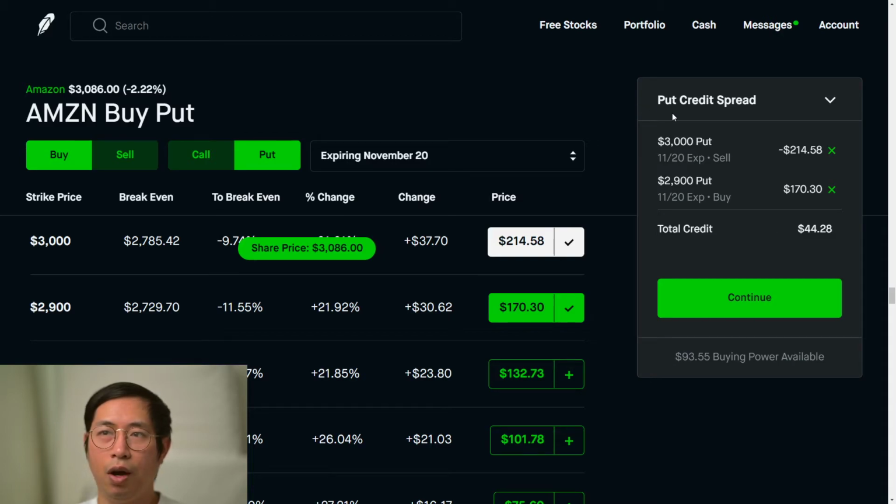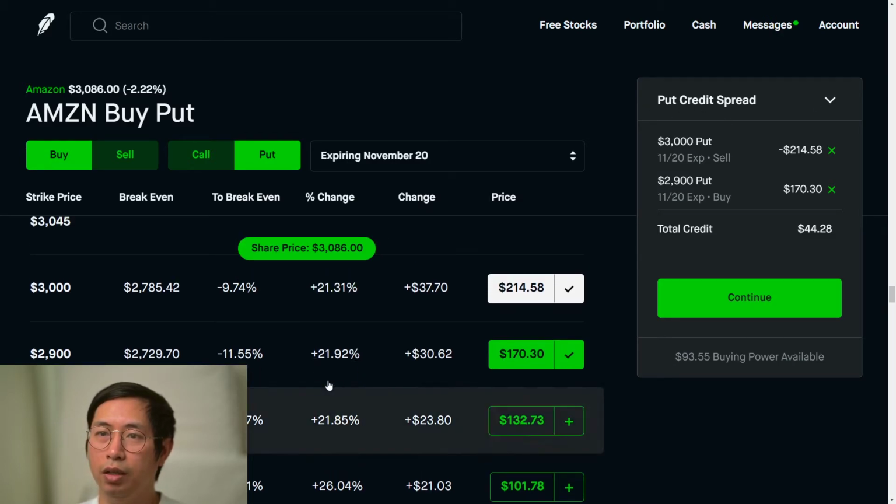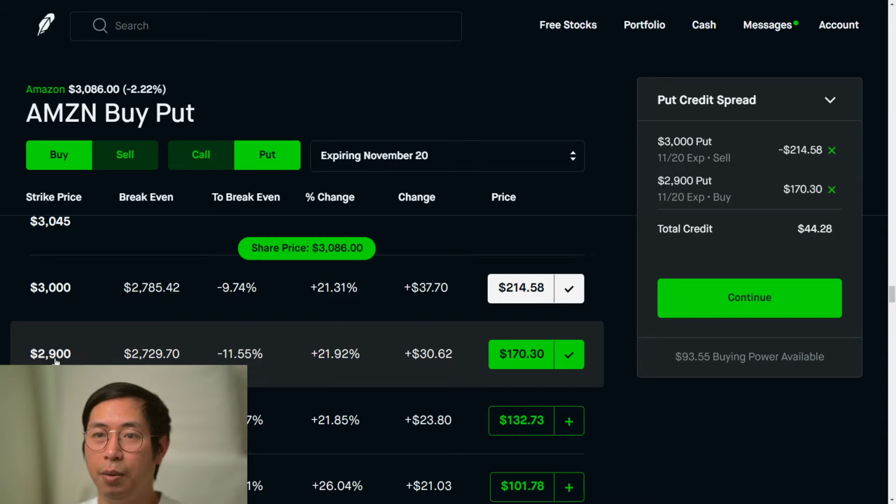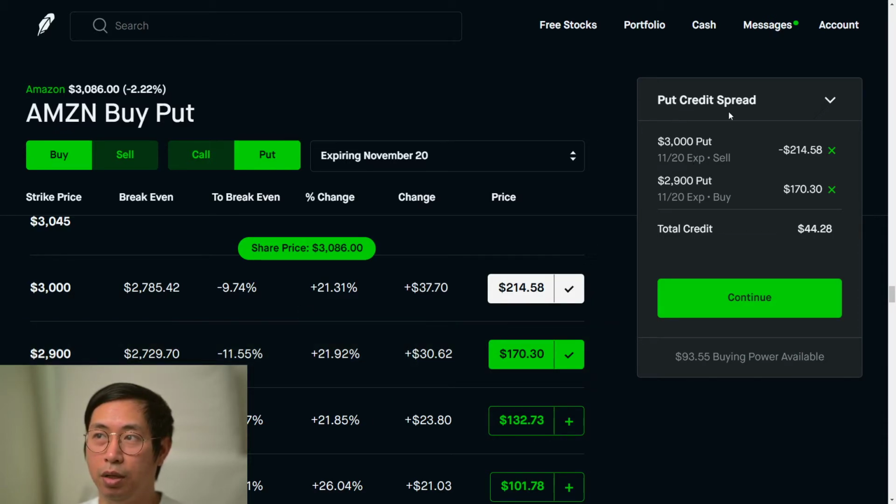And as you can see here, Robinhood recognizes that we're doing a put credit spread because we're selling a put that we think Amazon is going to stay above, the $3,000 strike price. So we're selling this, and then we're buying a put option at a lower strike price, $2,900. And that is a put credit spread. Continue.